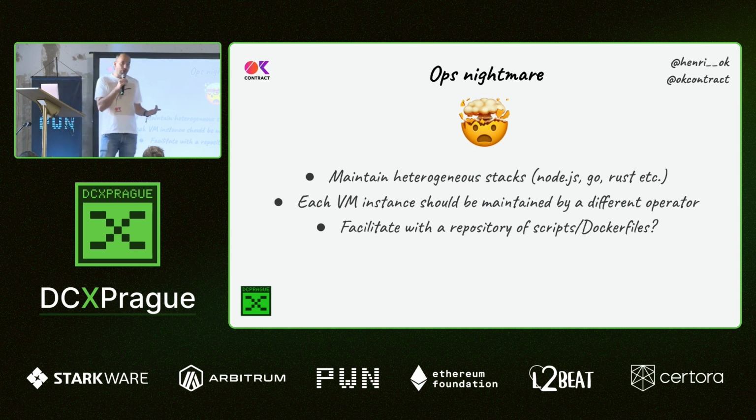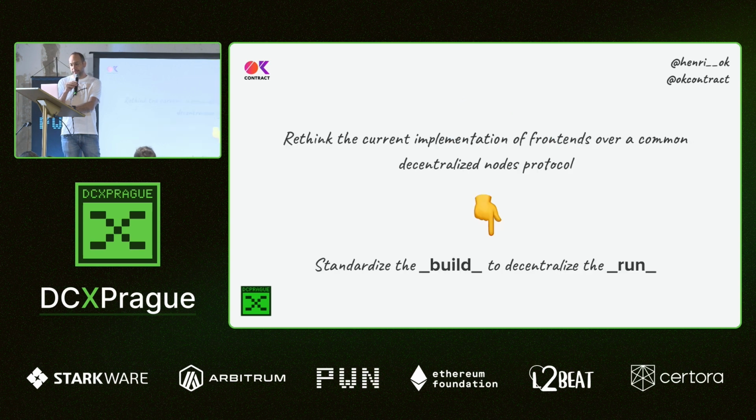The problem is, of course, this is an ops nightmare because the stack is completely heterogeneous. There could be some Node.js, some Go, some Rust, and each VM instance should be maintained maybe by a different operator. So there would be guidelines, like a GitHub repo of guidelines on how to set up, maybe a repository of scripts, of Docker files. And the problem is that there's a lot of maintenance usually coming in to these nodes.